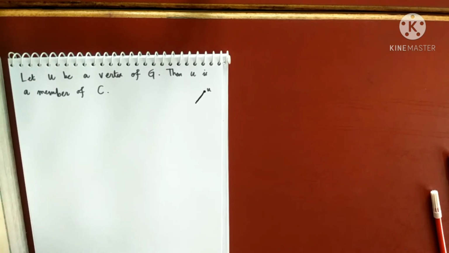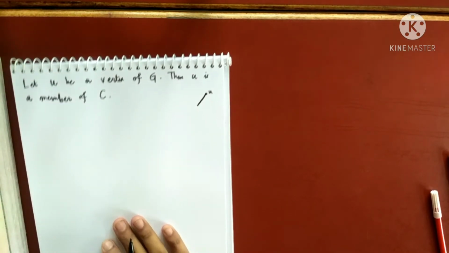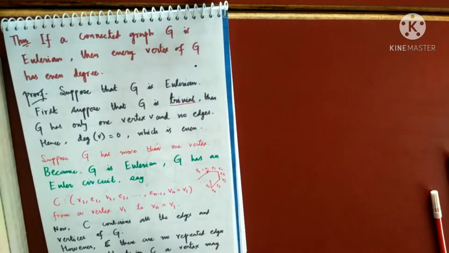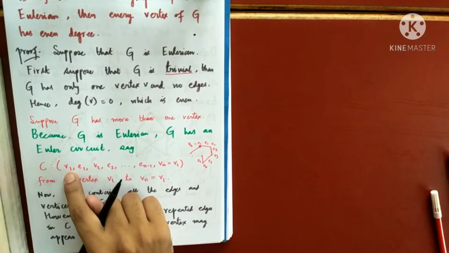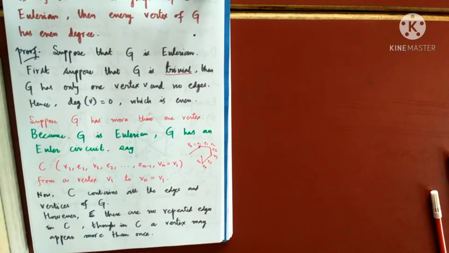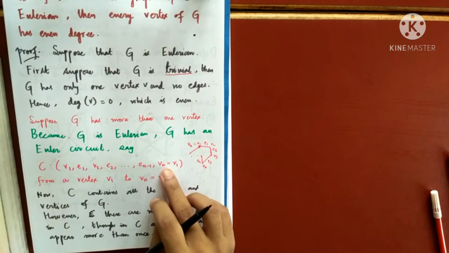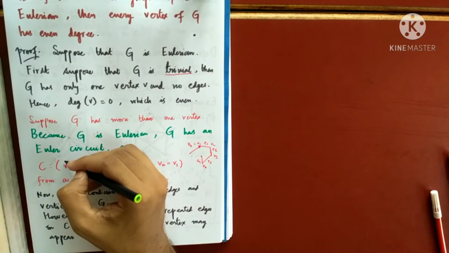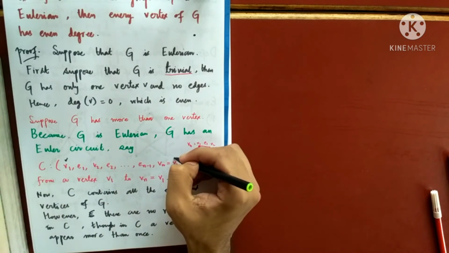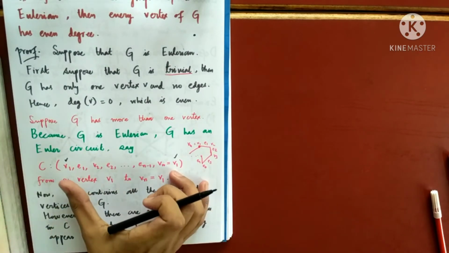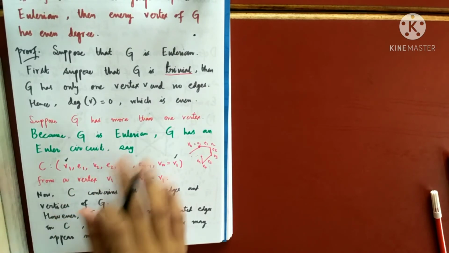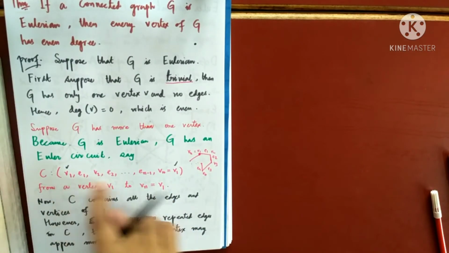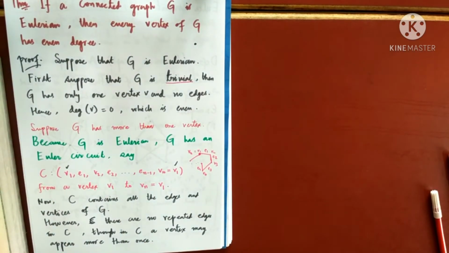Now we will do in two cases. U is a member of C. So try to understand my point again and again. U can be V1, U can be V2, U can be V3, U can be V4, U can be Vn. Let's suppose that U is either the first one or the last one, which are same. So let's suppose that U is V1. See, U must be one of them. U will be either V1 or V2 or V3 and so on.